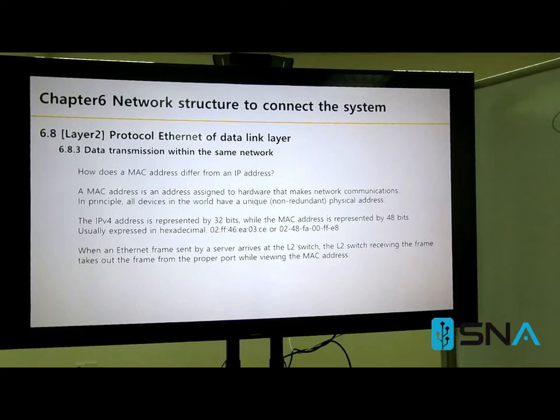That's hexadecimal. So when an Ethernet frame sent by a server arrives at the L2 switch, the L2 switch receiving the frame takes out the frame from the proper port while viewing the MAC address.